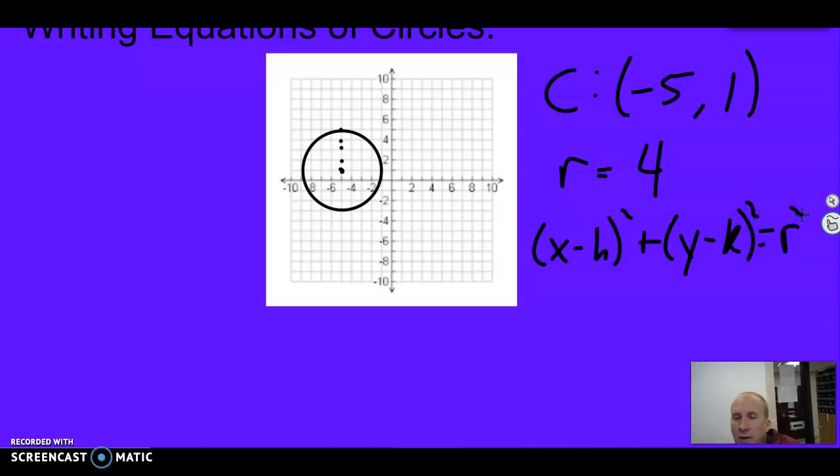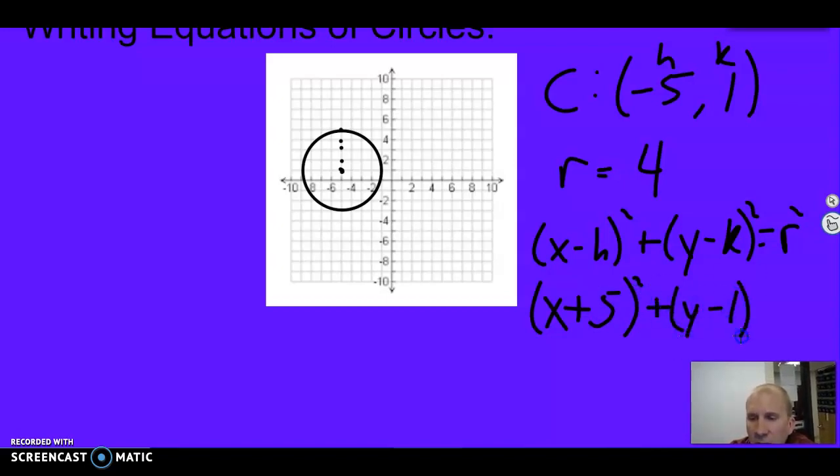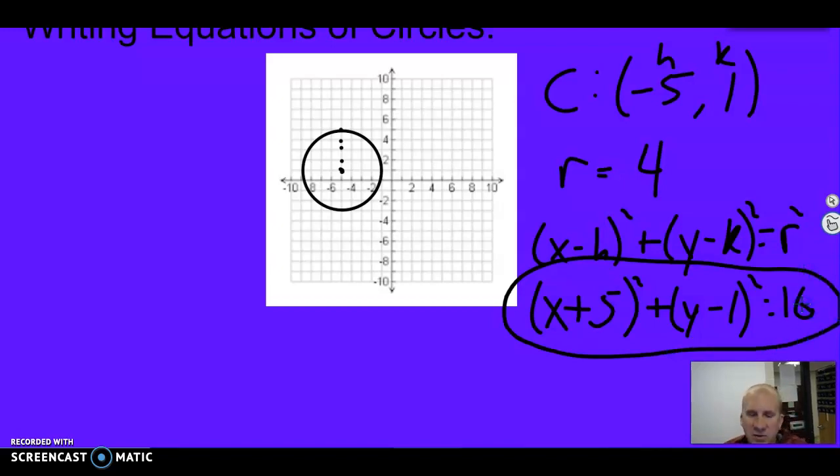All right, so now we can plug in our parts. H comma k. So we have x minus negative 5. Well, that's going to change to x plus 5. Y minus k, y minus 1. R squared, 4 squared is 16. There's the equation of that circle.